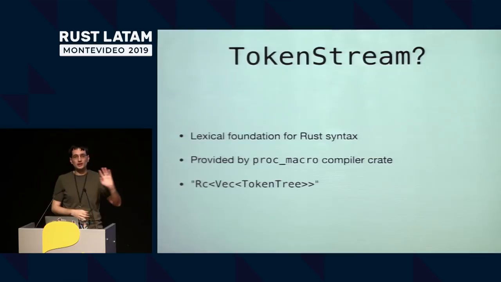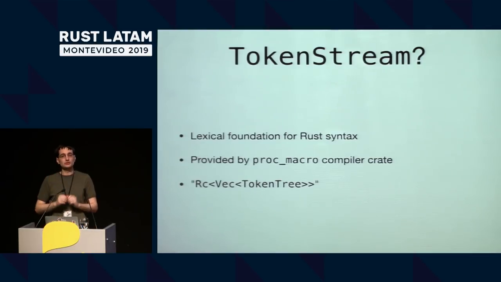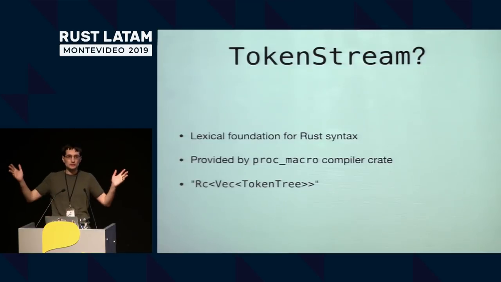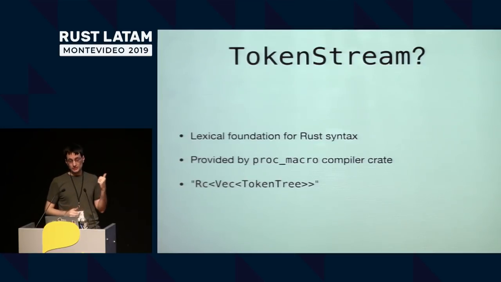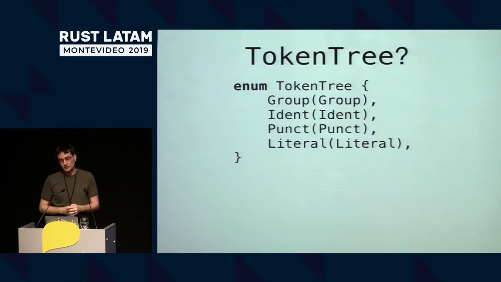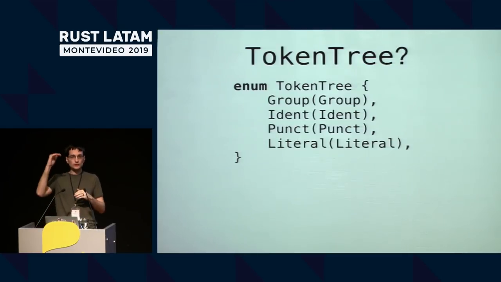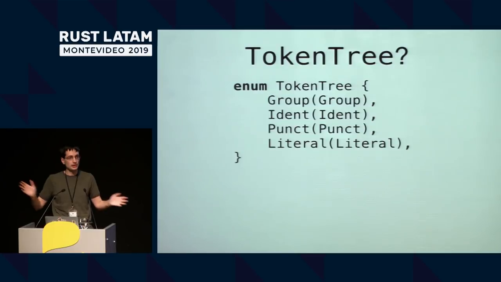And this is all defined in the compiler. It's completely unstable internally. You can use it stable externally, but it's a bunch of weird details. But you can sufficiently think about this as a cheaply clonable, hence the RC here, list. It's not literally that internally, but you can very cheaply clone it. You can iterate over it and see what's inside. Now, the really interesting part is what's actually inside of it, which is this token tree. The tree aspect comes from this first variant called group, but I'll go over that in a second. It suffices to say that these four variants, these four pieces of syntax, are enough to capture all of Rust syntax and a bunch more syntax as well.